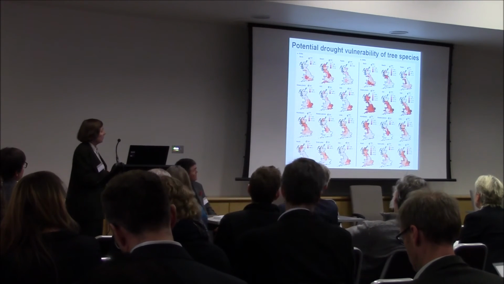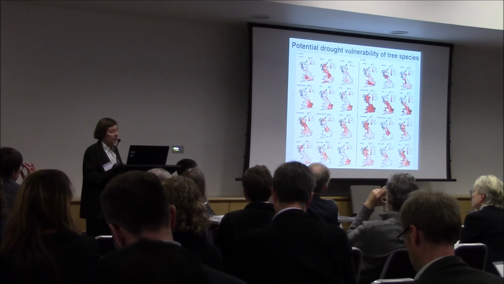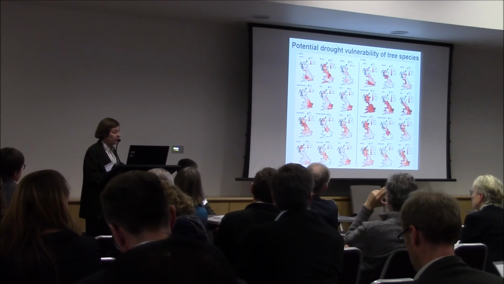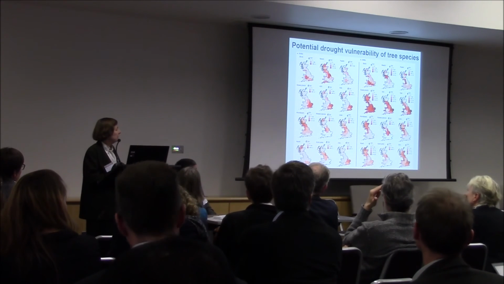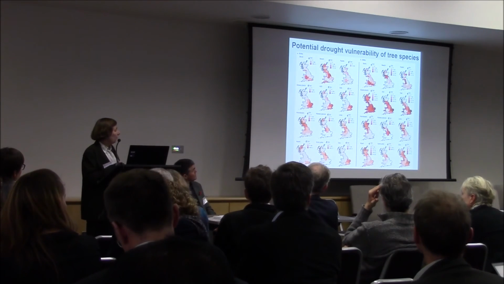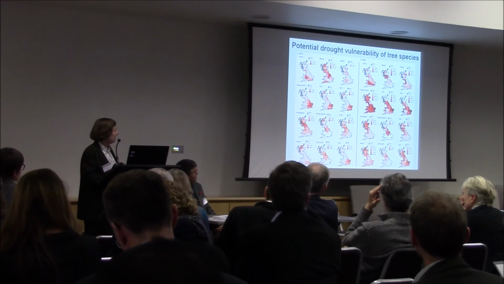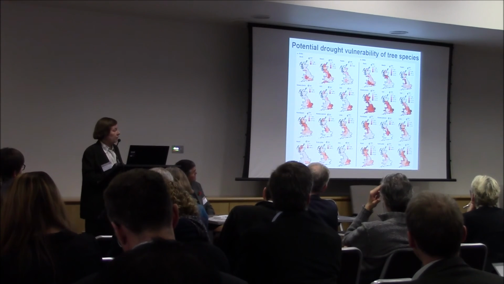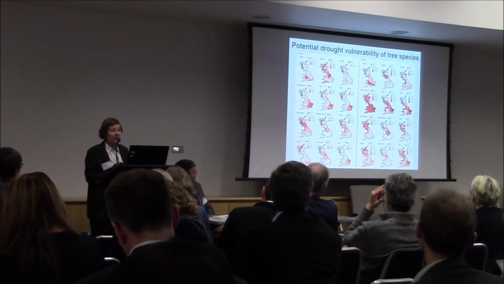And finally, just to showcase the other thing, we've been looking at drought mortality, and this shows the potential vulnerability of a range of tree species across Great Britain. And I think the common feature of all these results is the potential for increased vulnerability, not surprisingly, in southern and eastern areas of England, but very much differential responses across the country based on species.